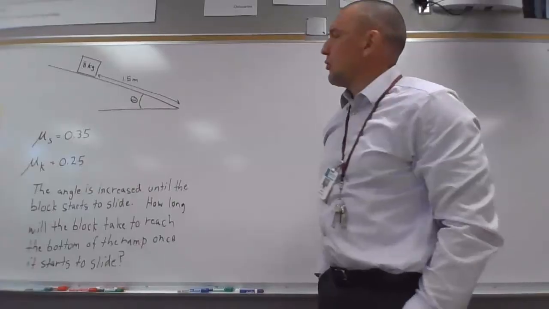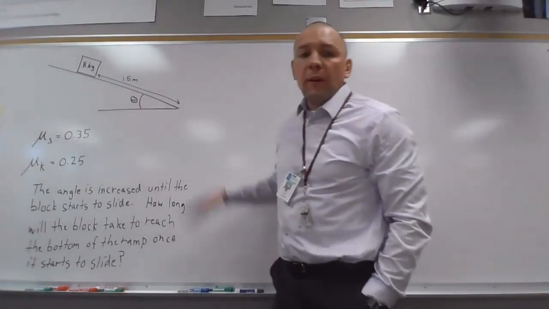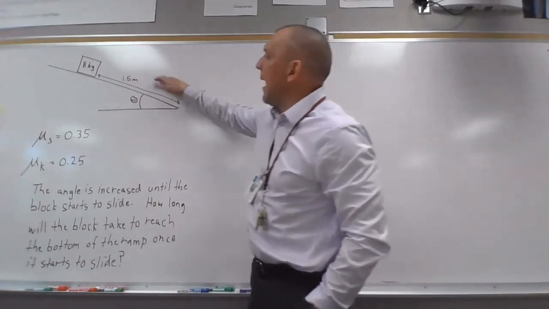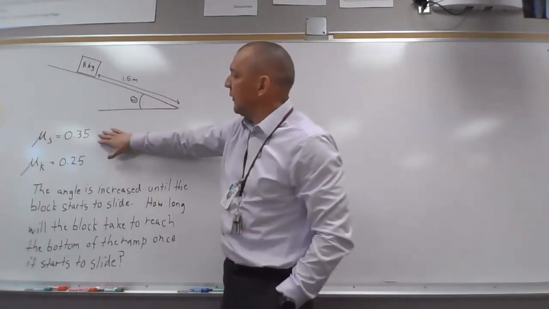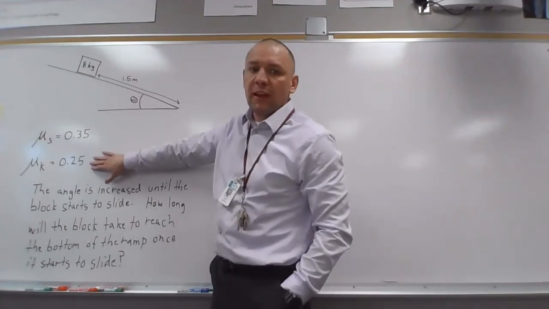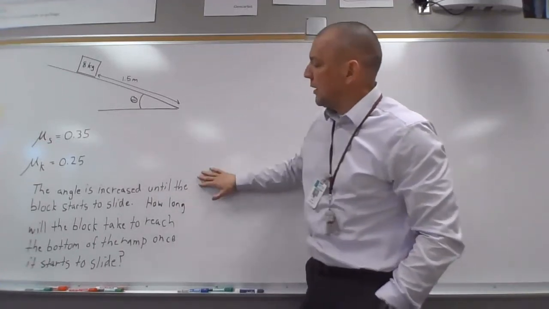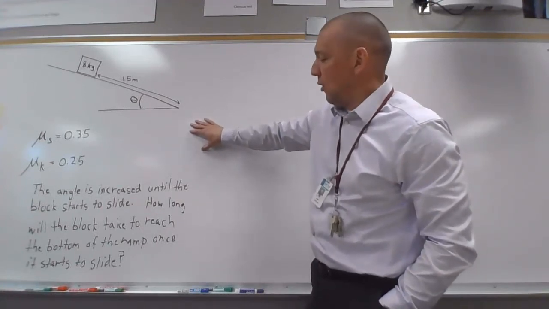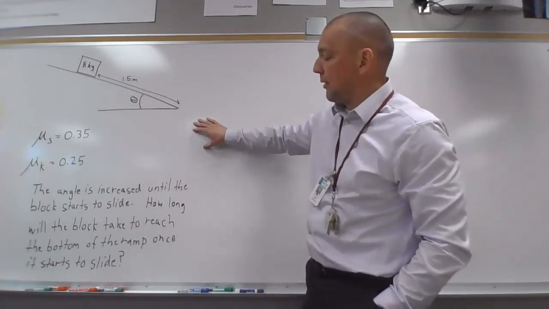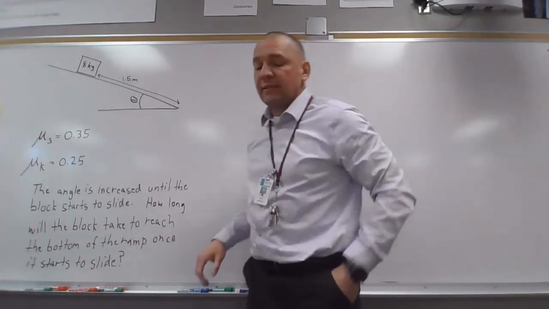All right, here's our friction ramp example problem. So we've got a ramp with an 8 kilogram mass that's 1.5 meters from the bottom of the ramp. They give us the coefficients of static friction and the coefficients of kinetic friction. And here's the question. The angle is increased until the block starts to slide. How long will the block take to reach the bottom of the ramp once it starts to slide?